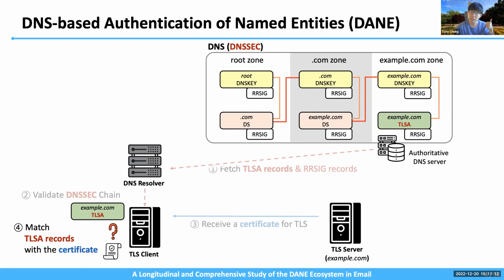And after that, it fetches the actual certificate from the application layer server, such as the HTTPS server, and compares the two pieces of information. If it matches, then the TLS client can guarantee that the certificate must be valid, never forged, never subject to a man-in-the-middle attack, right? So the authenticity is guaranteed. Okay. So basically, DANE uses DNSSEC and TLS at the same time.